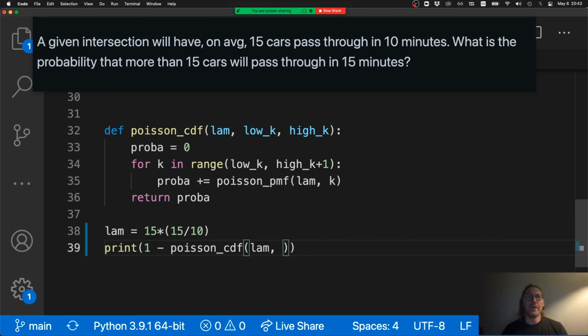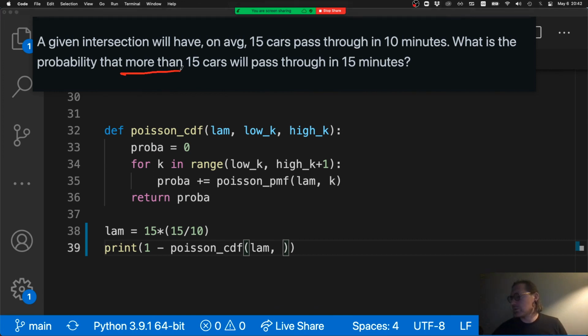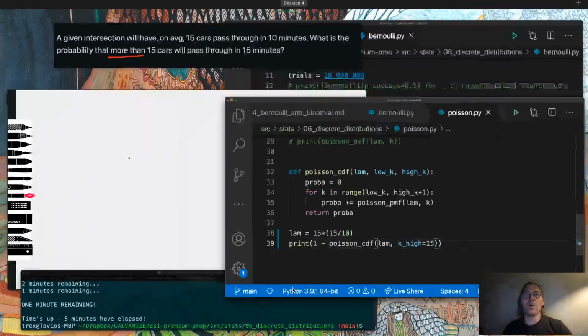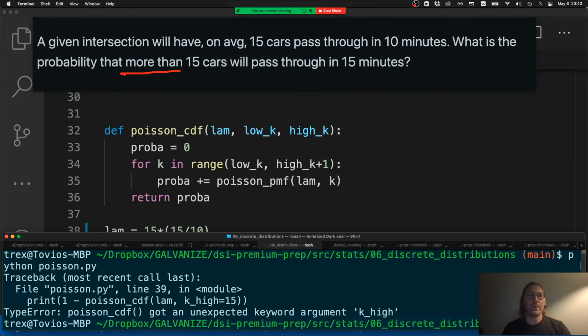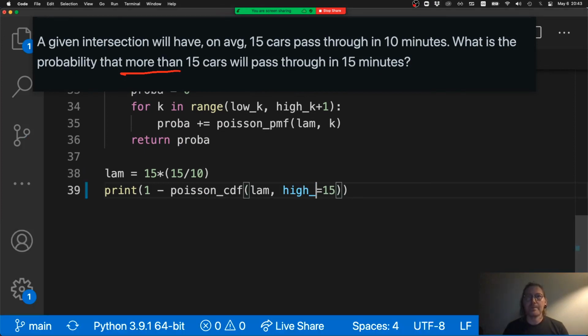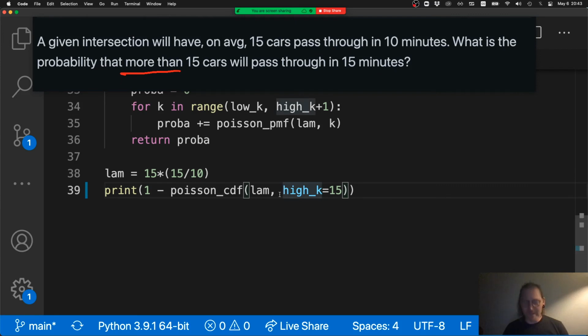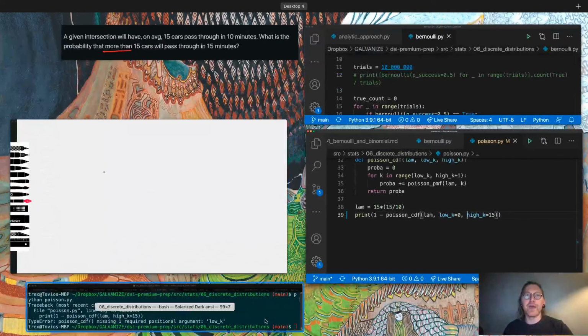And we need to think about the k high here. Notice it says more than. That's going to be 16 or greater, so our k high is going to be 15. We can just pass in 15 for k high. All right, let's see how that works out. Well, we get a type error because I called it high k. Okay, well, that's fine. Oh, it's missing low k. Well, that makes sense too. I'll set low k to zero, and hopefully that will work now.